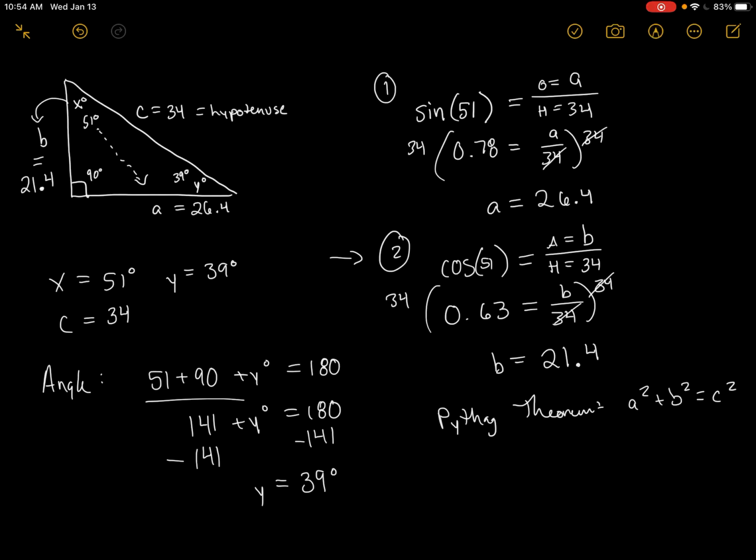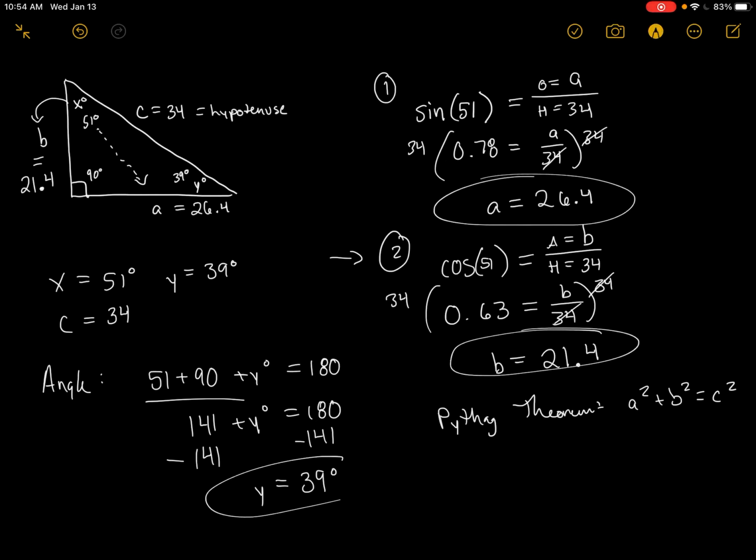But again, putting all of our trig functions and Pythagorean theorem and angle sum theorems together will allow us to solve for all of our pieces. A little bit more in depth, but again, we did it. We have a, we have b, we have the measure of angle y, and I think those were all the things that we needed to solve for. So we did it. All right, team.